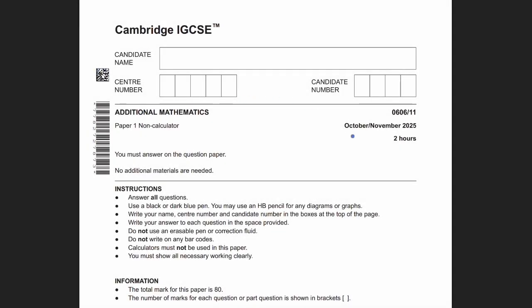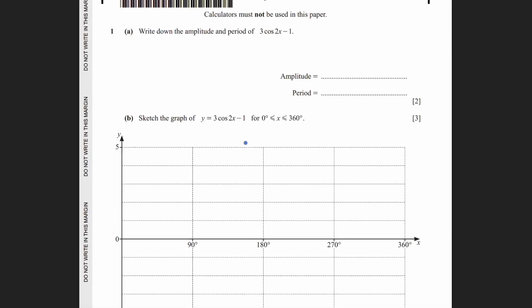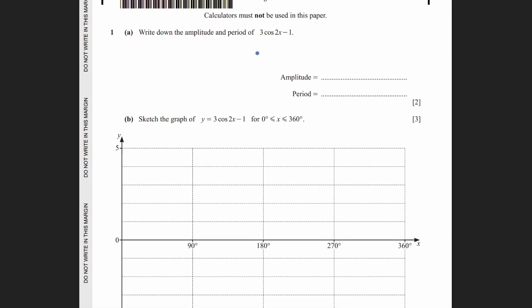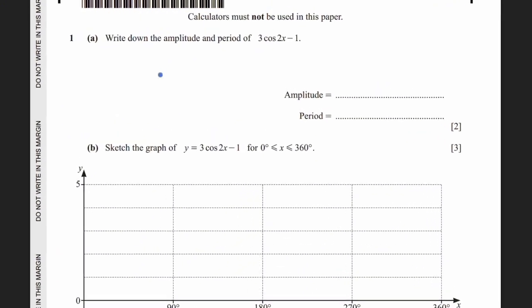What is going on, everybody? Today we're going to do the October-November 2025 past paper of Maths. So let's get right into it. So the first question, 3 cos 2x minus 1. Let's zoom in here first.